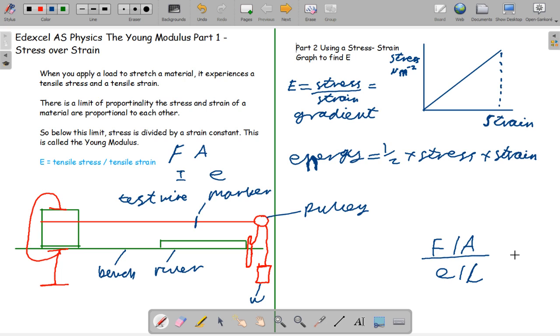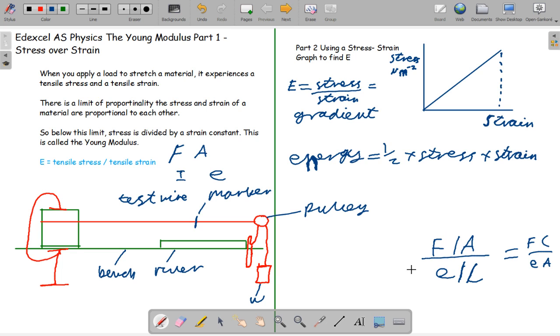FLEA. Right. So tensile stress can be worked out as the force in newtons over the cross-sectional area, and the extension over the initial length. But you can also do it this way: force times the initial length over the extension times the cross-sectional area. Either one of the two works. So remember the one that is more understandable to you.